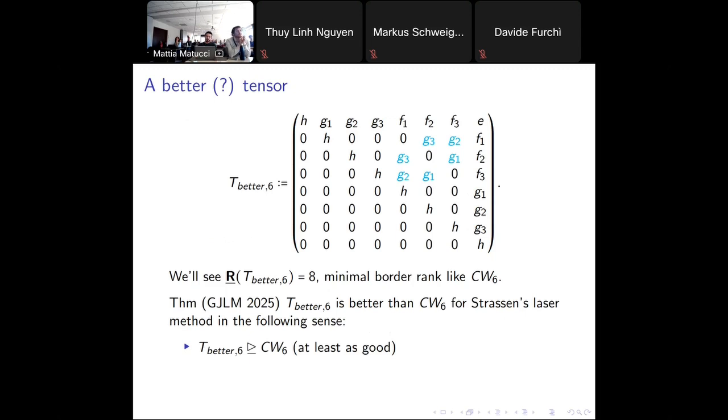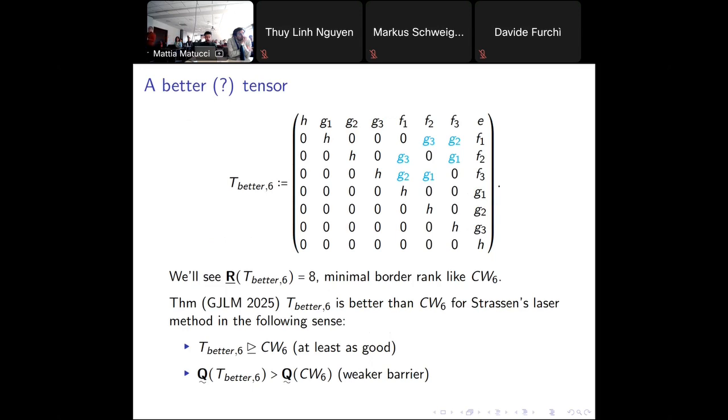But why is it better? It's better because its asymptotic subrank is strictly larger than the asymptotic subrank of the Coppersmith-Winograd tensor. And this says that it's subject to a weaker barrier.